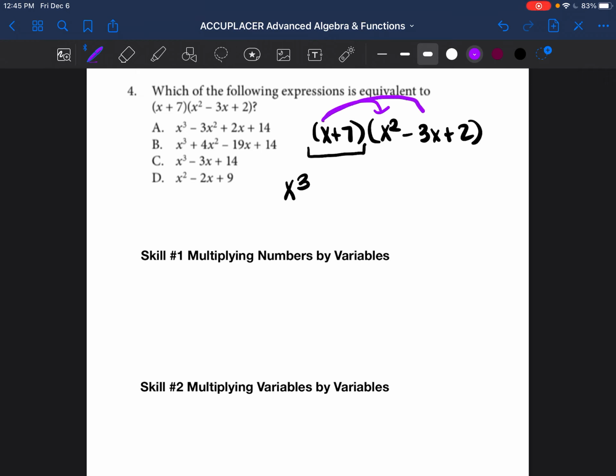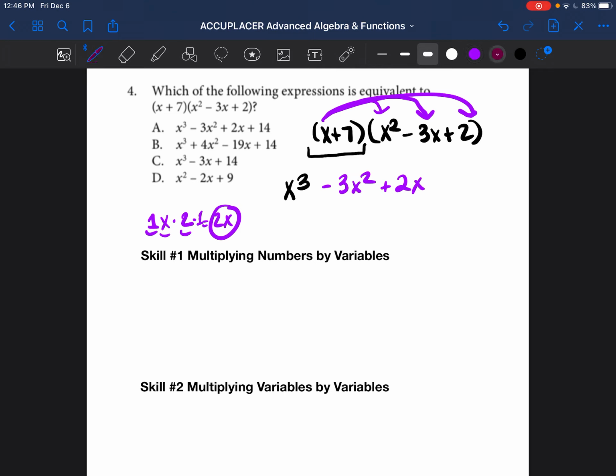Then I'm going to do x times negative 3x. So I'm going to go ahead and put that invisible 1. 1 times negative 3 is negative 3. x times x is x to the first power times x to the first power. You add the powers, so it's x squared. So negative 3x squared. Then we're going to go ahead and do x times 2. There's an invisible 1 in front of it. 1 times 2 is 2. x times this invisible 1 is x. So the answer is going to be 2x. And now we're done with the x.